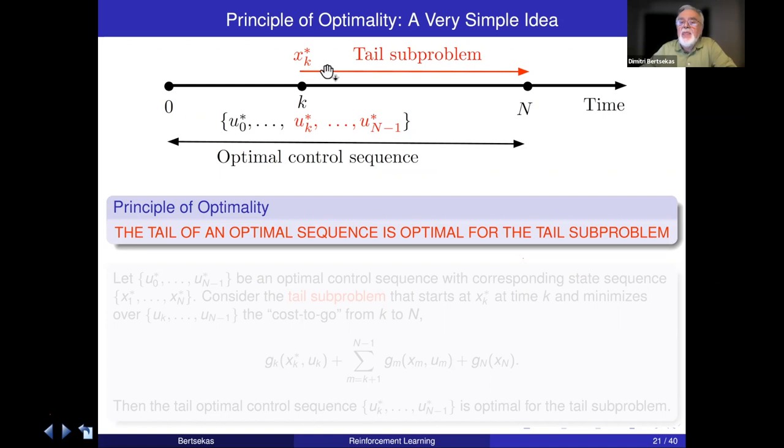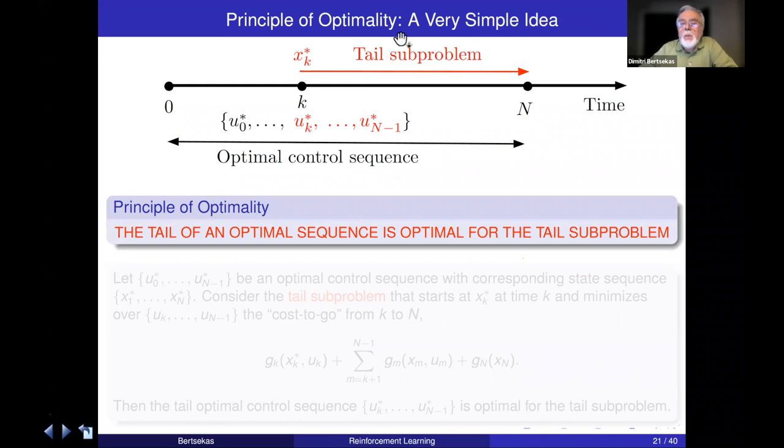And you consider the tail subproblem, the problem of starting at state xk star and going to the end optimally with minimum cost. This is not the same as the original problem. The original problem is when you start at x0 and go all the way to the end. Here we start at some intermediate point. And let's say that we land at xk star after the first k components of the optimal control sequence. So this is part of the optimal trajectory.